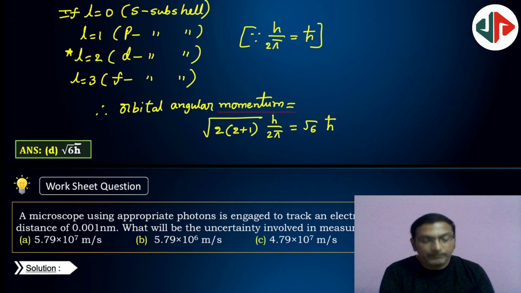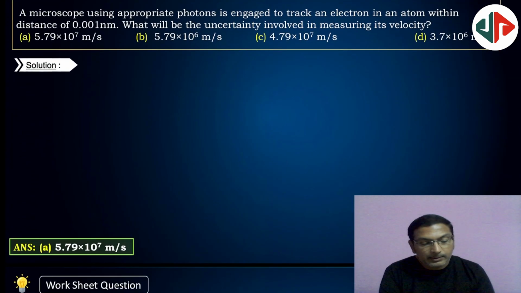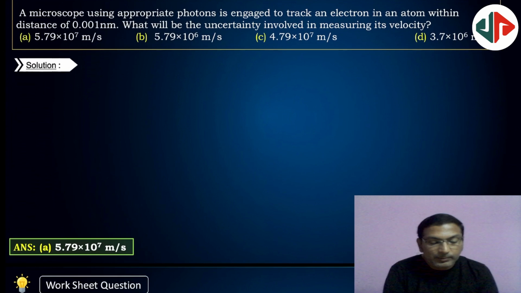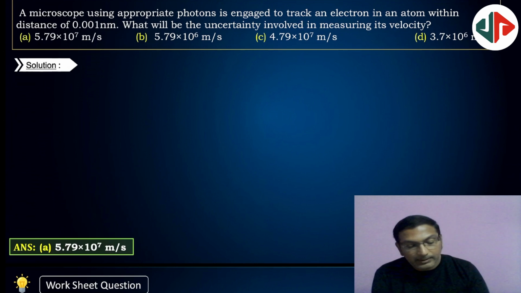Next question. A microscope using appropriate photons is engaged to track an electron in an atom within a distance of 0.001 nanometers. What will be the uncertainty involved in measuring its velocity? So this is related to Heisenberg uncertainty principle.